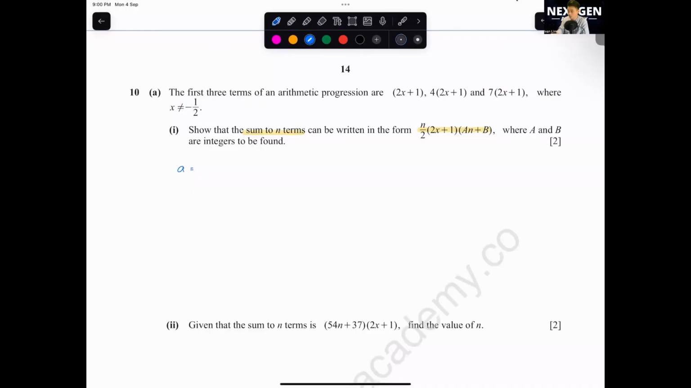a is equal to 2x plus 1. For d, you take the second term minus the first term. 4 times (2x plus 1) minus (2x plus 1), which gives 3 times (2x plus 1), since 4 minus 1 is 3. So I get my sum of n terms. You just put in the formula, n over 2. In the exam, if you forget, just refer to the front. Copy it down: n over 2 times (2a plus (n minus 1)d).